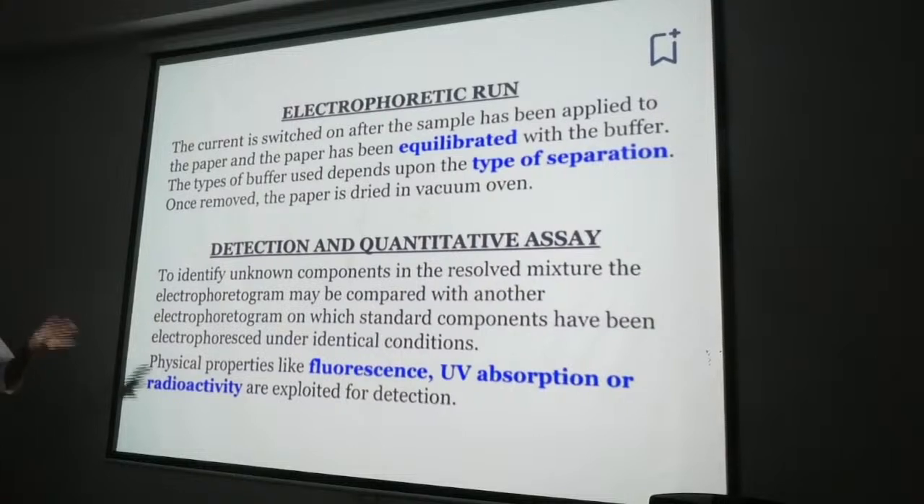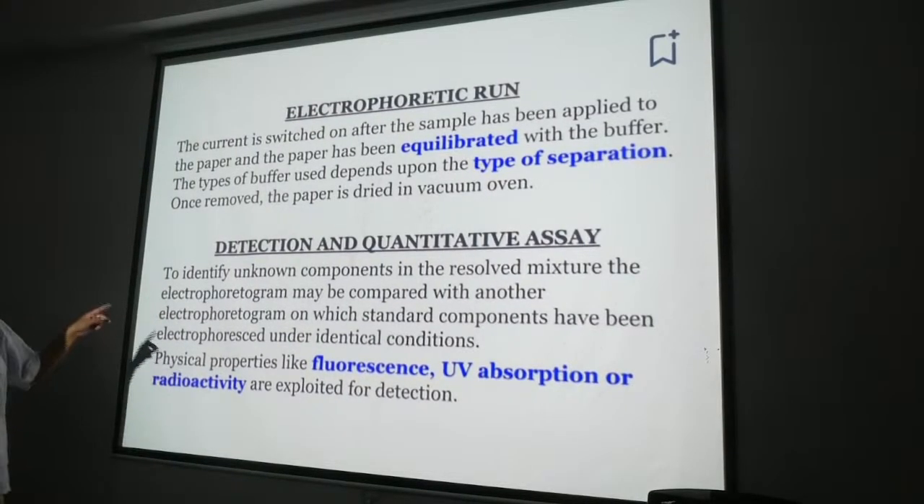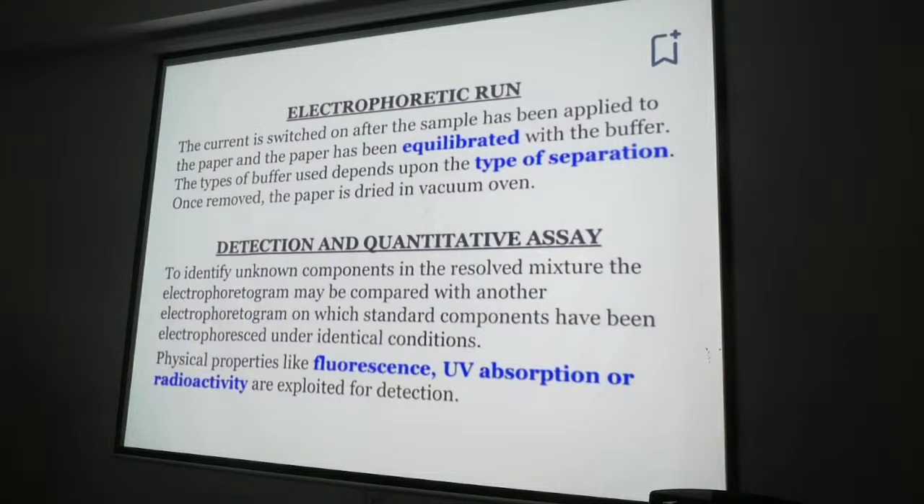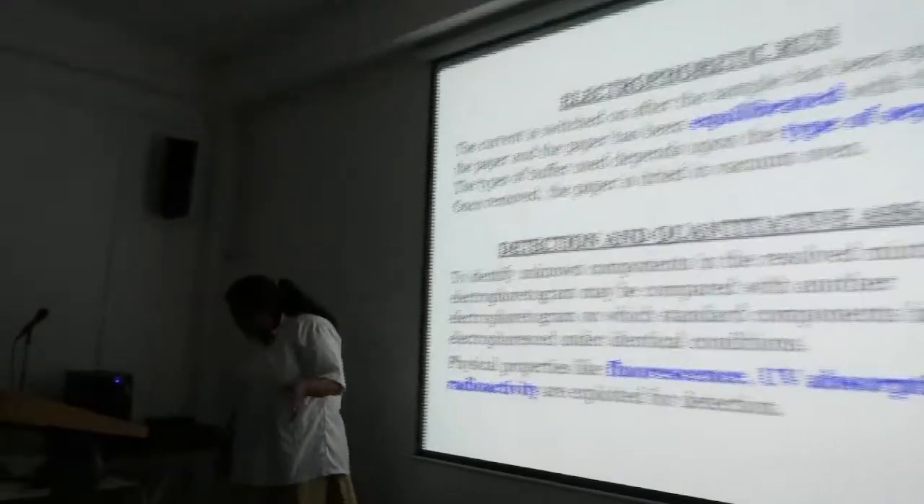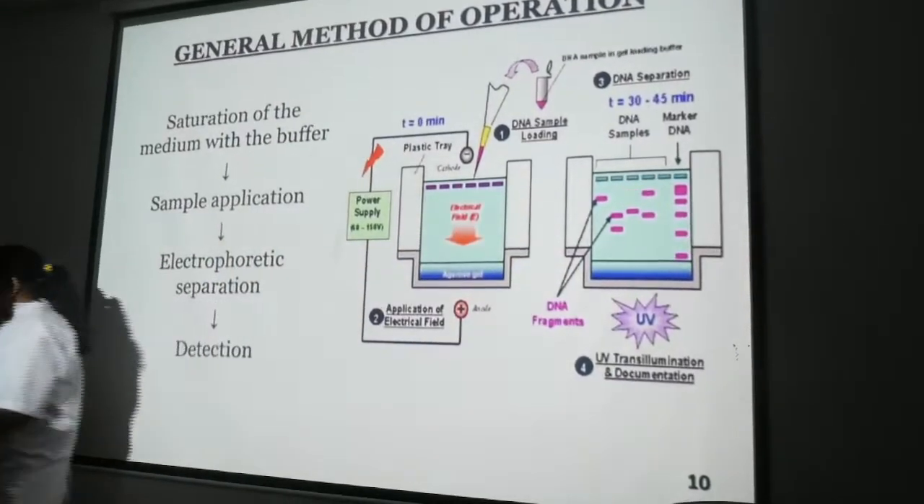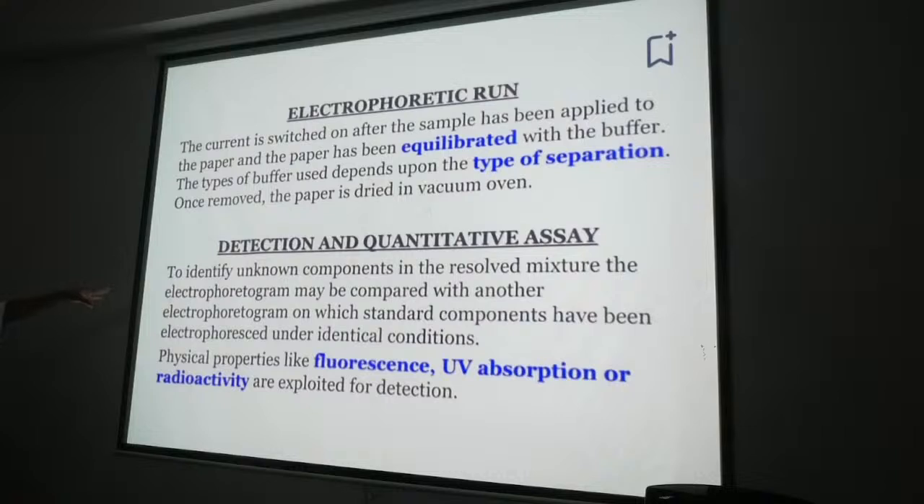To identify unknown components in the result mixture, the electropherogram may be compared with another electropherogram on which the standard components have been electrophoresed under identical conditions. This means in this previous picture we saw the electropherogram of the standard, which is the marker DNA here, and we compare it with the standard to identify unknown components in the result mixture.